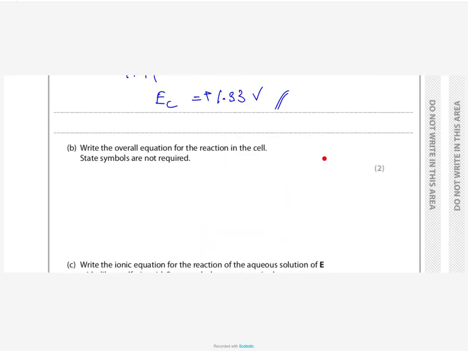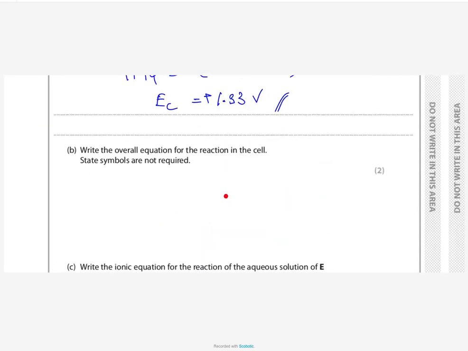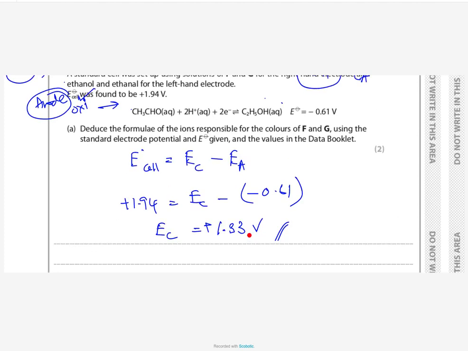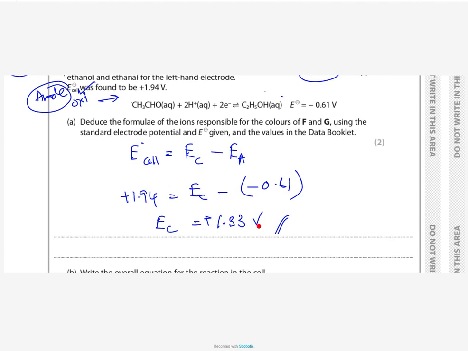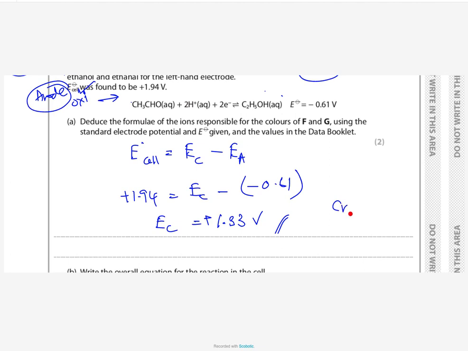Is that the next question? Yes, then dichromate to chromium. So you can write the half equation there. Dichromate to chromium, it's 1.33. You can check the data booklet. I earlier did it from the inorganic chemistry knowledge, but here it says to use the electrode potential value. So dichromate to chromium is 1.33, orange to green, right? You can do that one.